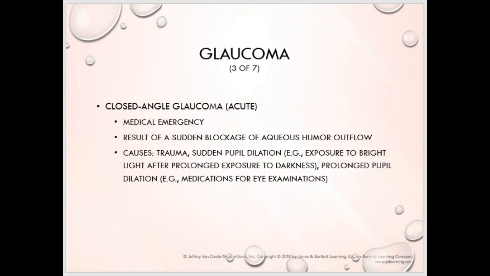This is different from closed angle glaucoma, which is acute, which is a medical emergency, and it's a sudden blockage of that canal of Schlemm, and the aqueous humor gets blocked in the eye. So this could be some sort of trauma to the eye, sudden pupil dilation, because where the pupil and the iris is, they're actually right in line with the area where you drain the aqueous humor. And then prolonged pupil dilation. So if you have your eyes dilated, and they're dilated for too long, you can actually have damage to that canal of Schlemm and have acute closing of glaucoma.